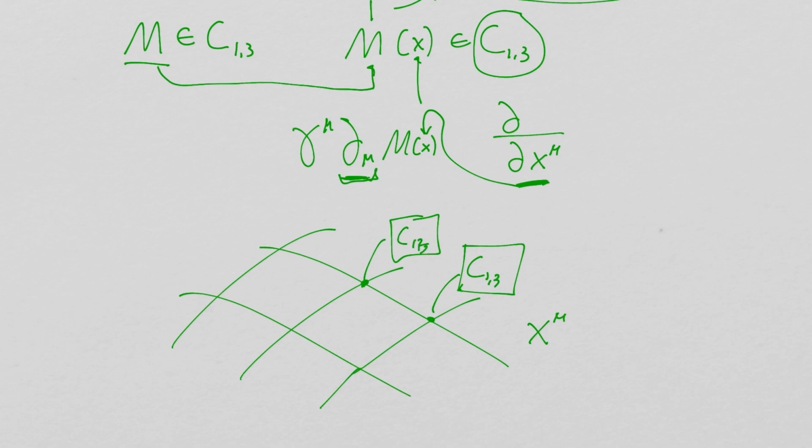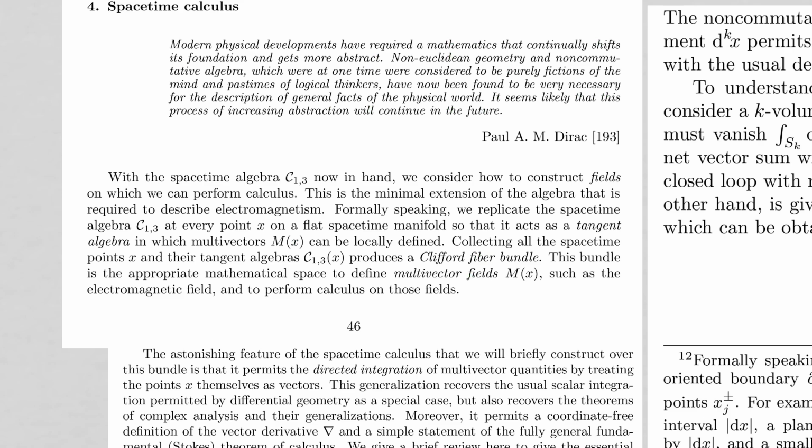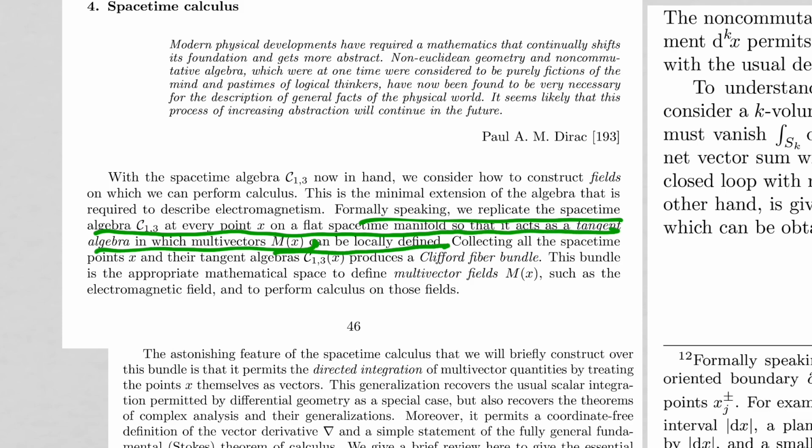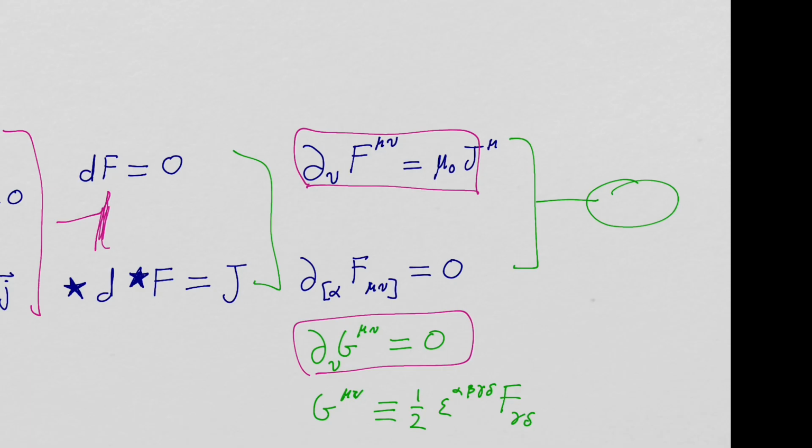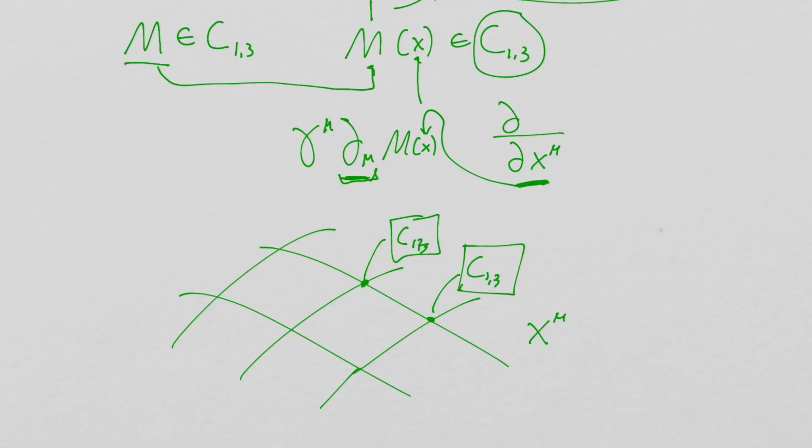Basically we're creating a fiber bundle of Clifford algebras, or of geometric algebras, over a space-time manifold. And the paper actually talks about this. I'll show you right here. Formally speaking, we replicate the space-time algebra at every point in X on a flat manifold, so that it acts as a tangent algebra with the multivector, where multivectors can be locally defined. I'm not going to go through all of that. That is part of our lecture series on what is a manifold. So we're not going to engage with it on that level. We're going to engage with it on a slightly simpler level.